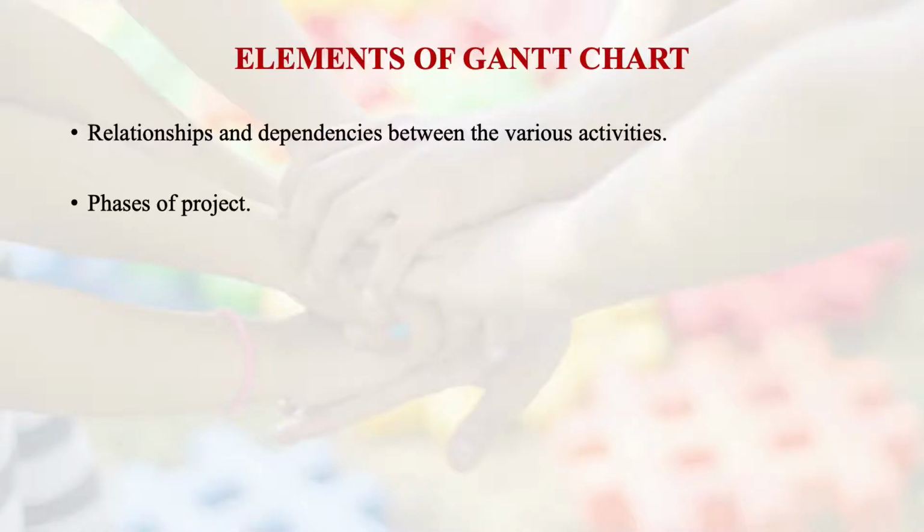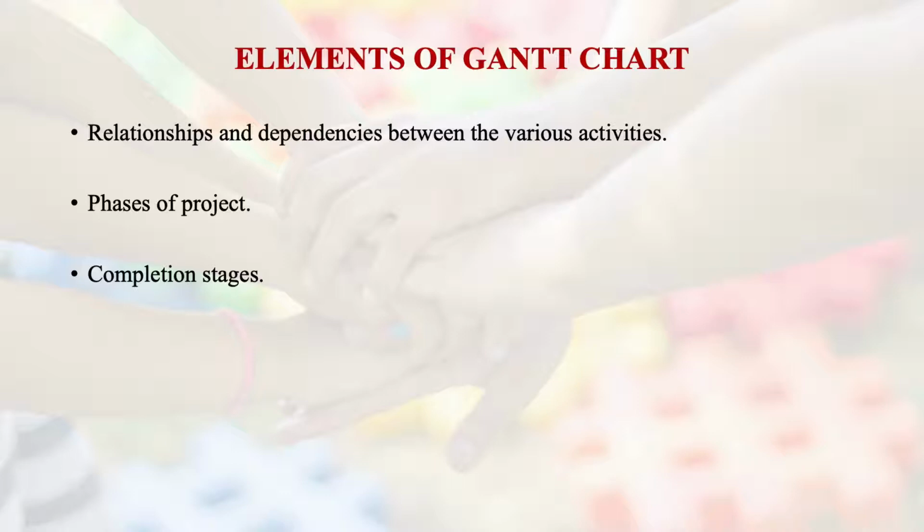Then the various phases of the project are shown by the Gantt chart, and then the completion stages, like at what point of time various activities will be completed. Now, how to prepare a Gantt chart?